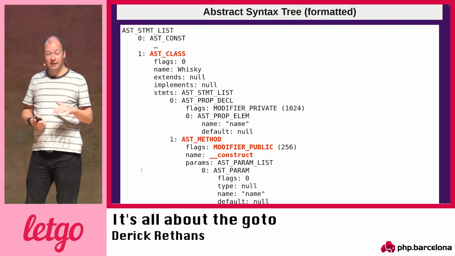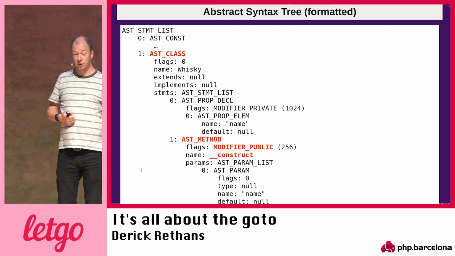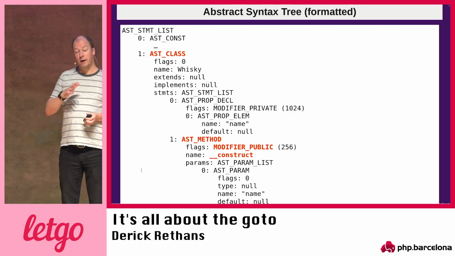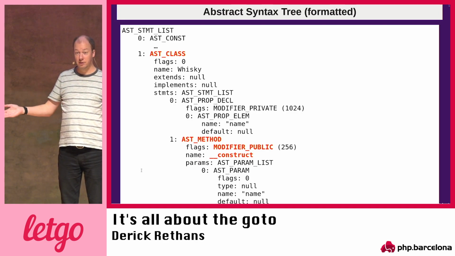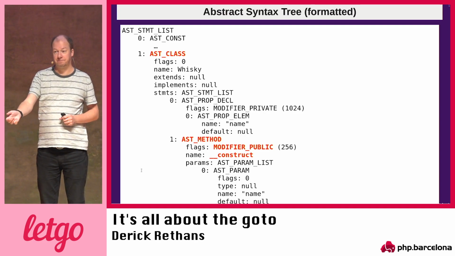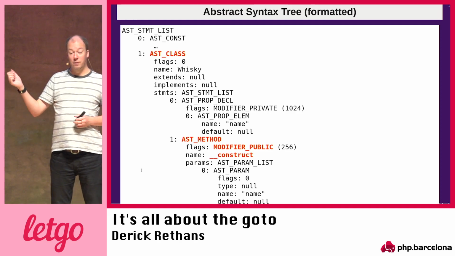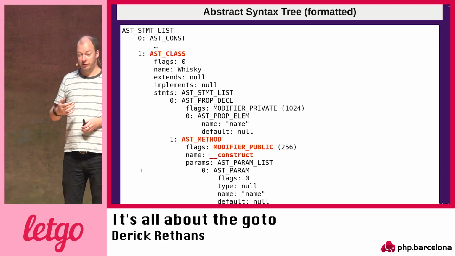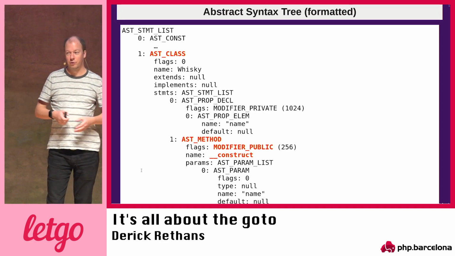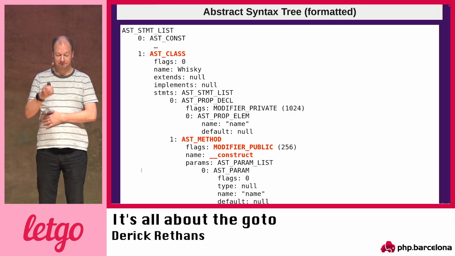Then the second statement in there is a method declaration. This is a public method. It is the construct method, that's the name of it, so it's a constructor. And then, unlike a property declaration, it has a list of parameters or arguments, which are the arguments that you would give to the constructor. So in this case, we're adding an argument called name, and again, it doesn't have a default value. Again, there's lots and lots more statements, but for understanding how this looks, this probably should suffice.